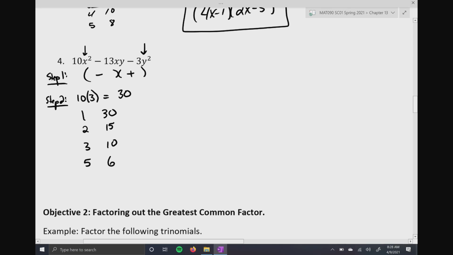Okay? Now, we need a pair of numbers that combine to give me negative 13, and I know one of those numbers is positive and the other number is negative. The only way you can get negative 13 with a pair of numbers that we have is right here.